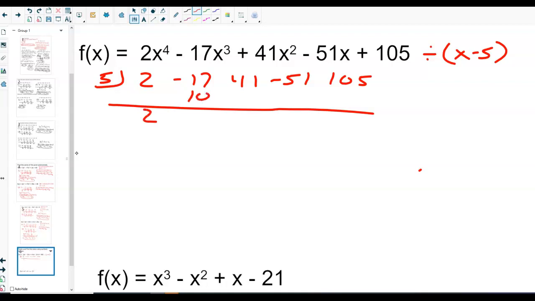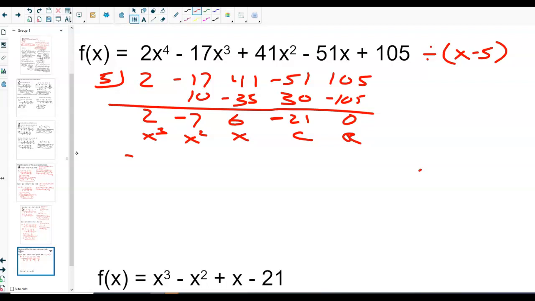So we get 10, that's negative 7, negative 35, we get 6, 30, we get negative 21, and negative 21 times 5 is negative 105. So then remainder, constant, x squared, and x cubed. So we have 2x cubed minus 7x squared plus 6x minus 21. And we can factor this by grouping.